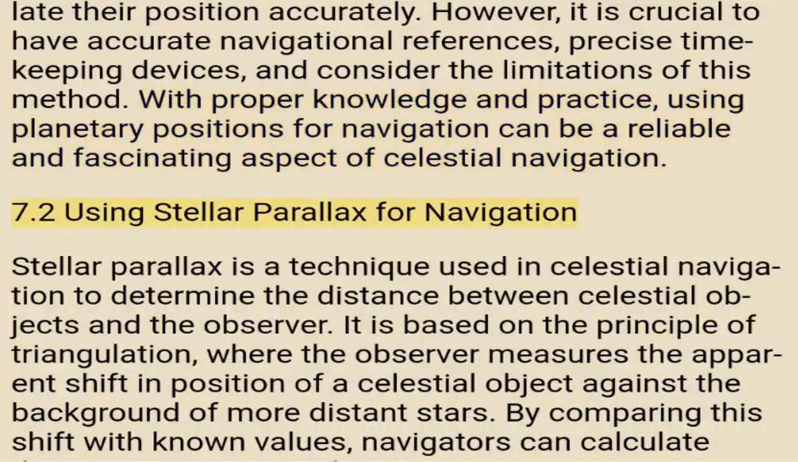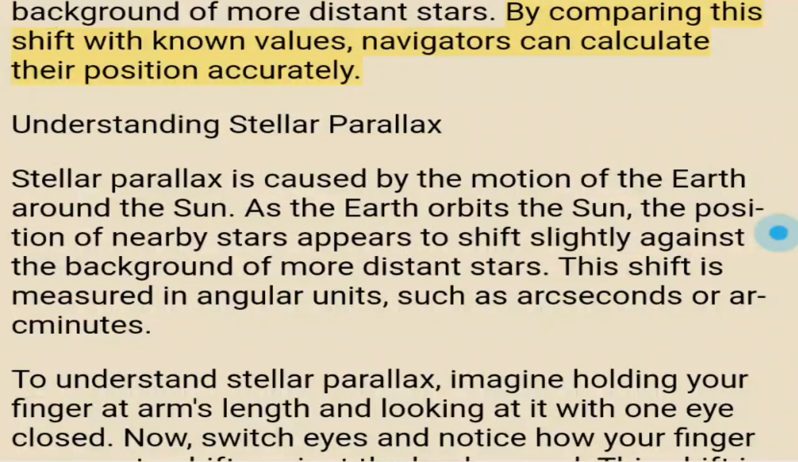7.2 Using stellar parallax for navigation. Stellar parallax is a technique used in celestial navigation to determine the distance between celestial objects and the observer. It is based on the principle of triangulation, where the observer measures the apparent shift in position of a celestial object against the background of more distant stars. By comparing this shift with known values, navigators can calculate their position accurately.